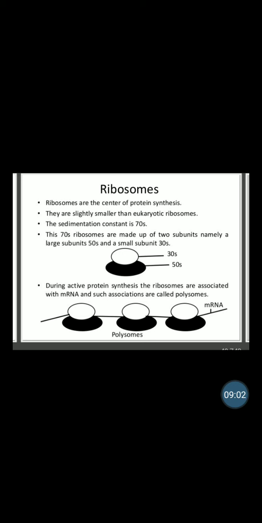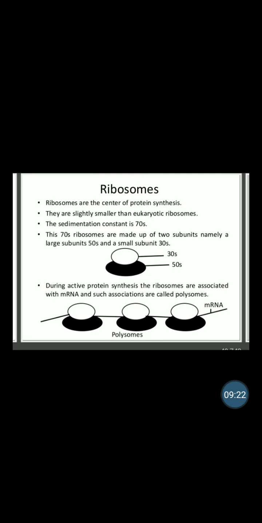During active protein synthesis, the ribosomes are associated with mRNA, and such associations are called polysomes. Here we can see the image of polysomes and also mRNA, the structure of the 30S and 50S ribosomes, and the structure of mRNA.